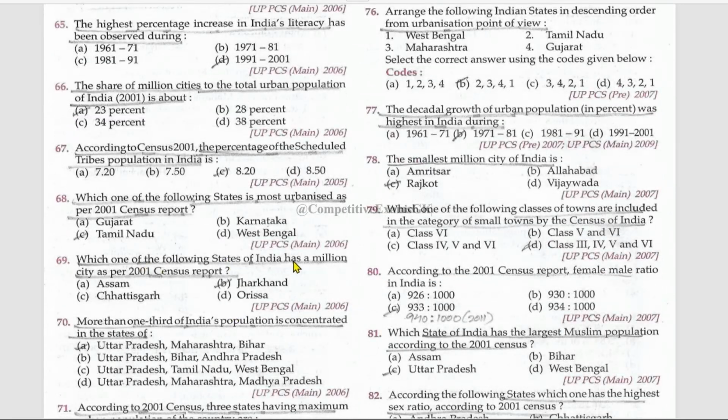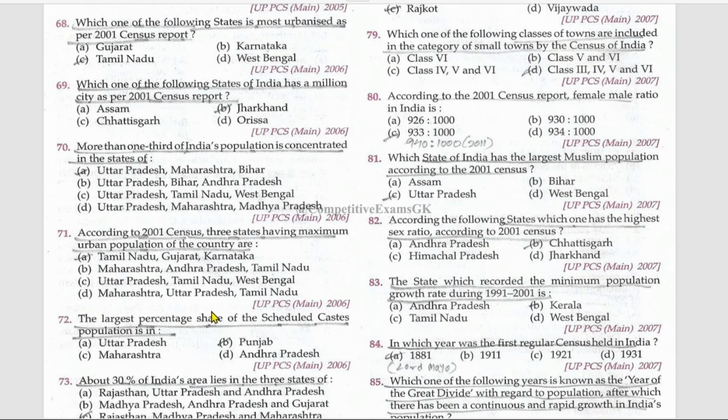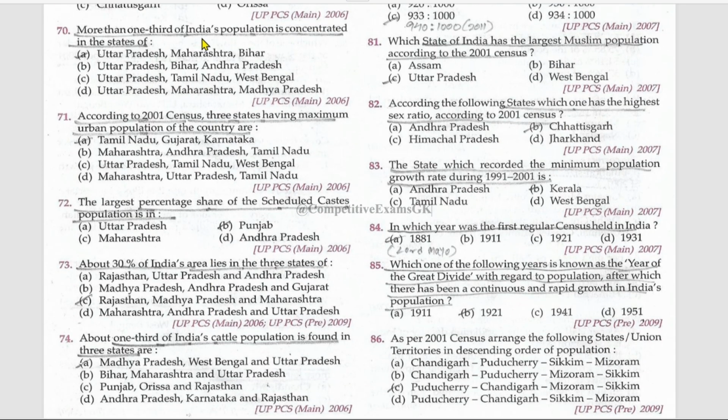Which one of the following states of India has a million city as per the 2001 census report? Jharkhand. According to the 2011 census, which has the million city of India? More than one-third of India's population is concentrated in the states of Uttar Pradesh, Maharashtra, and Bihar.